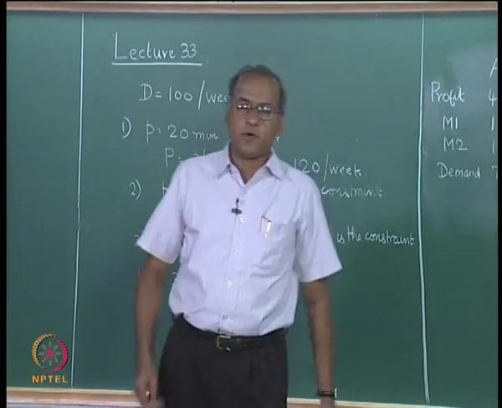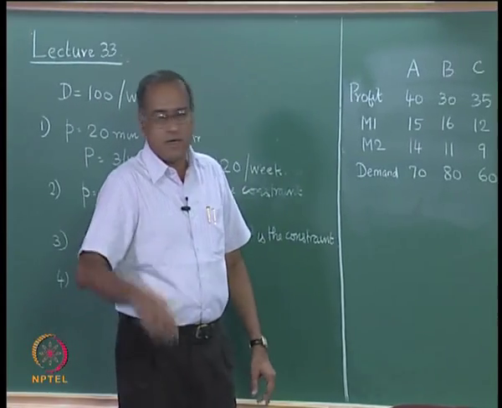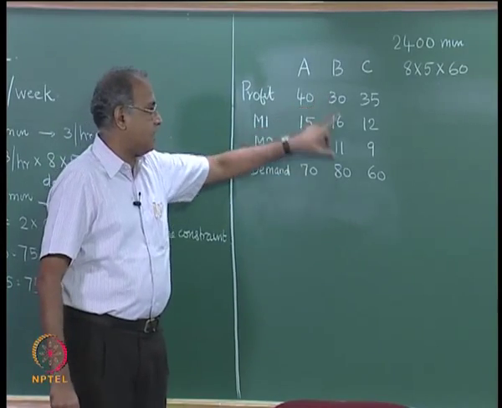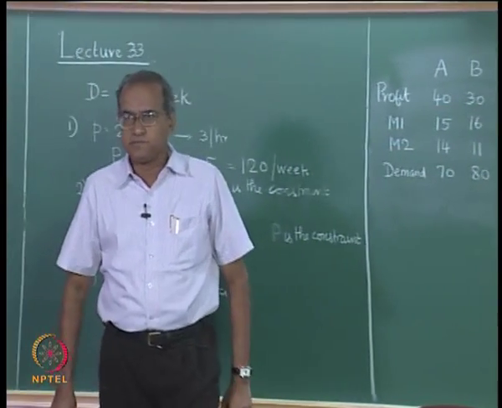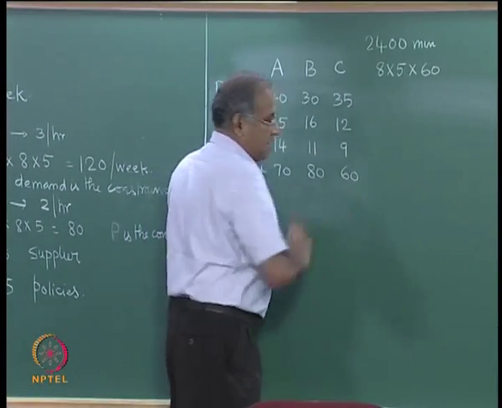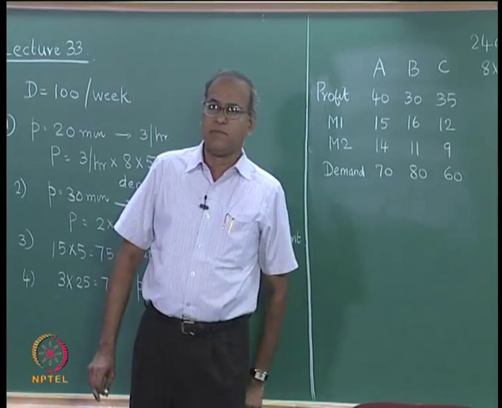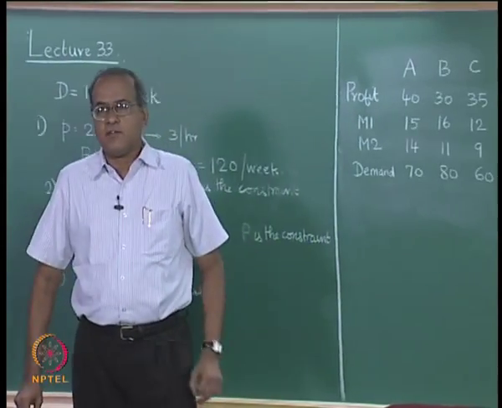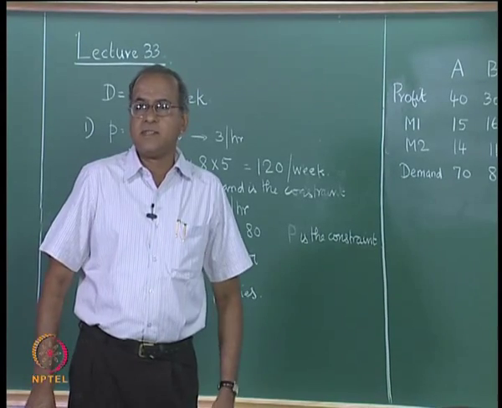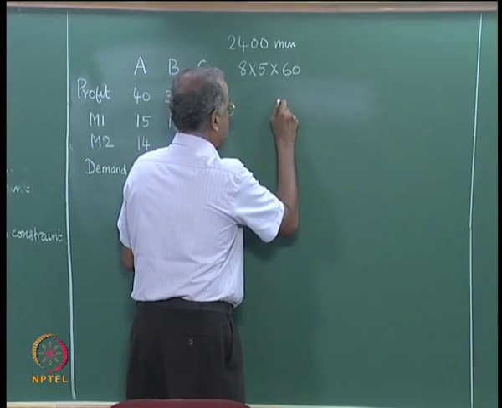So, if we are able to produce all 70 of A, 80 of B and 60 of C, then our net profit would become 70 into 40 plus 80 into 30 plus 60 into 35. So, at the moment the demand is actually the constraint, where we can sell only 70 of A, 80 of B and 60 of C. But then we have to check whether we have enough capacity to make 70 of A, 80 of B and 60 of C. To do that, we check capacity.